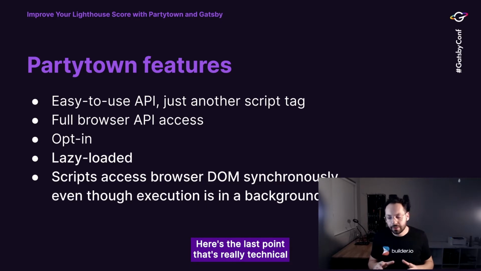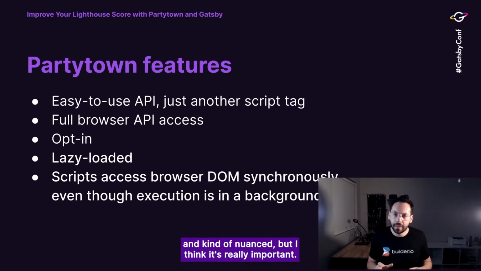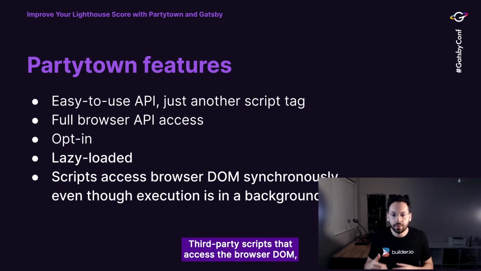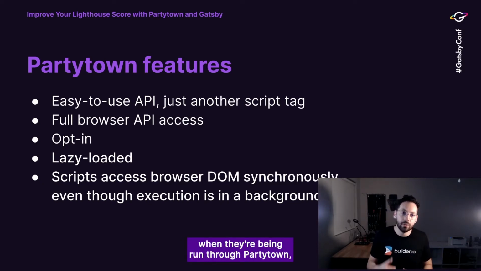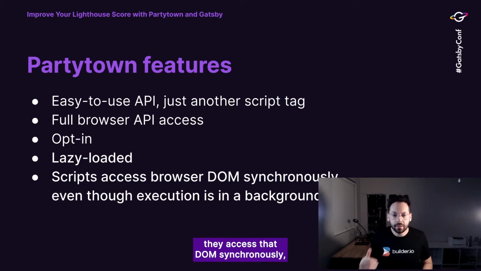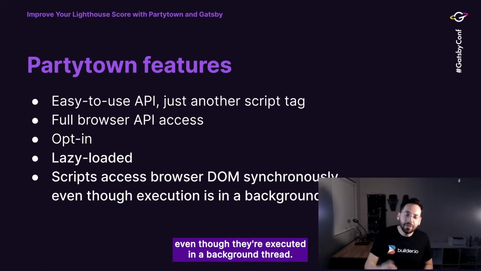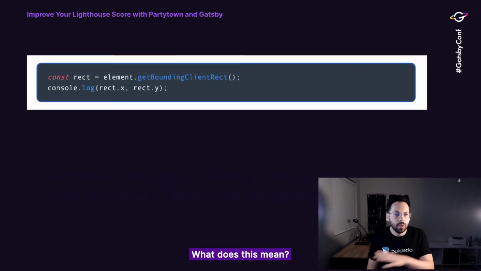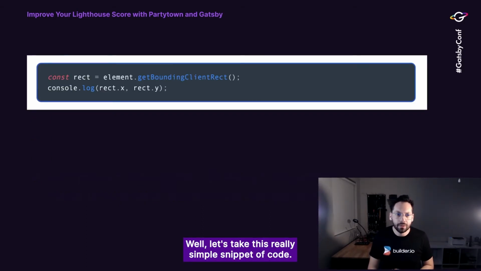Here's the last point that's really technical and kind of nuanced, but I think it's really important. Third-party scripts that access the browser DOM when they're being run through Partytown access that DOM synchronously, even though they're executed in a background thread. What does this mean? Well, let's take this really simple snippet of code.